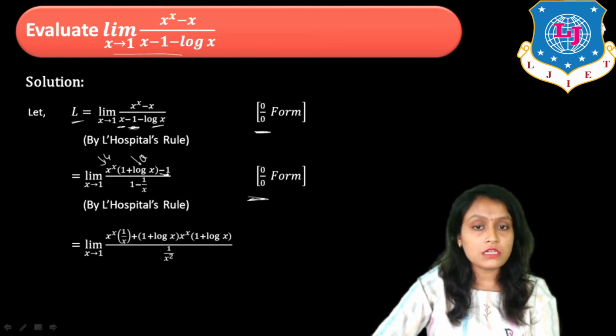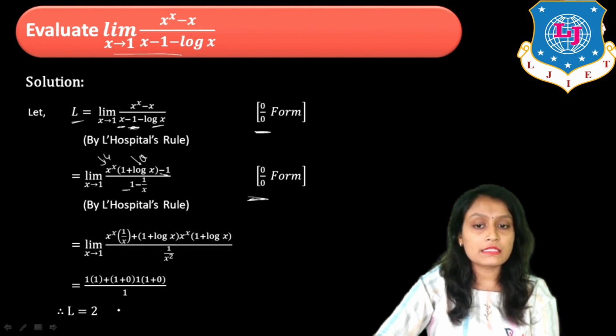This term is constant, so its derivative is 0. And derivative of this term, that is 1, is constant, so it is 0, minus as it is, derivative of 1 upon x, that is minus 1 upon x square. So here you will get plus 1 upon x square. Now again if you substitute x is equal to 1, you will get this value. On simplifying you will get the answer of L as 2.